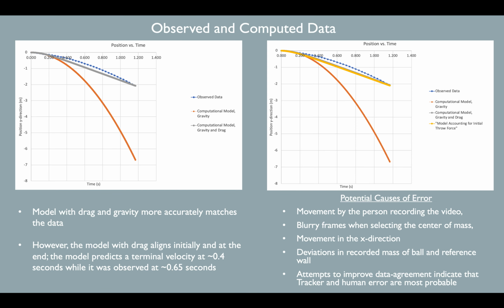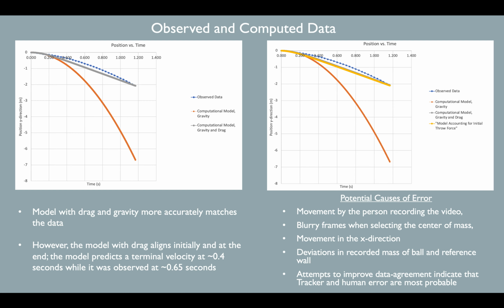This graph compares my observed data to both computational models. The model with gravity and drag aligns more accurately with my observed data than the model with gravity only, as seen on the left. This means the drag is clearly acting on the ball as it falls. However, the model with drag predicts a terminal velocity will be reached at 0.4 seconds, rather than approximately 0.65 seconds as it was observed on tracker.